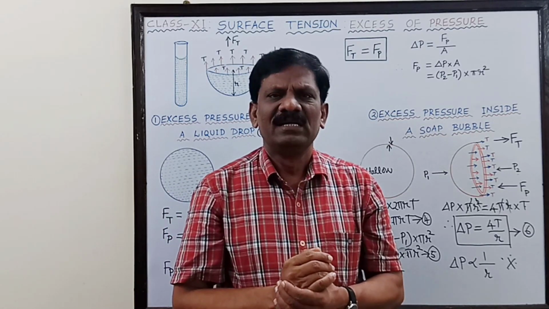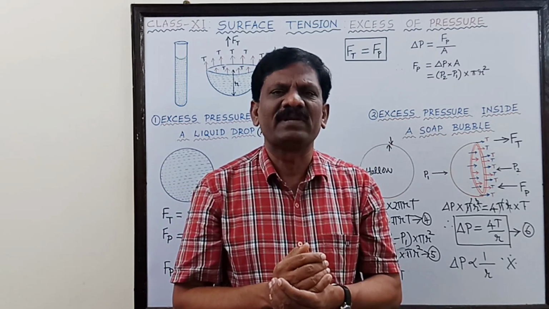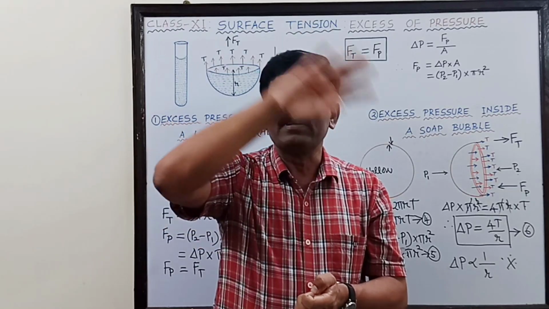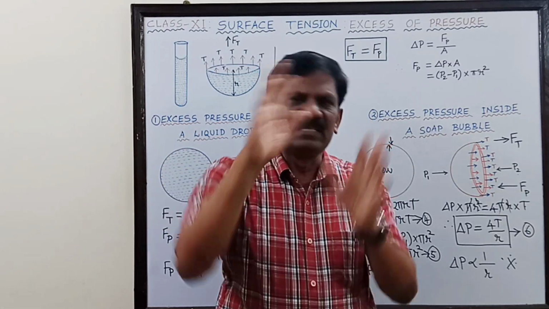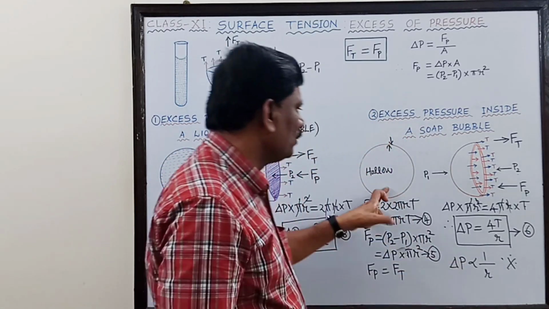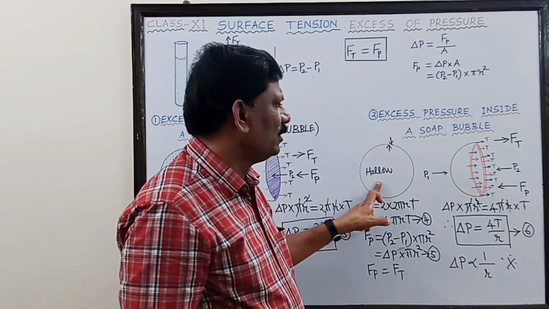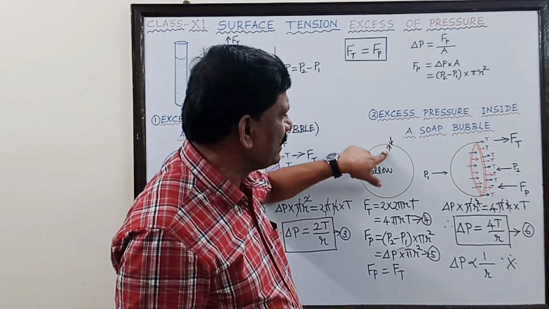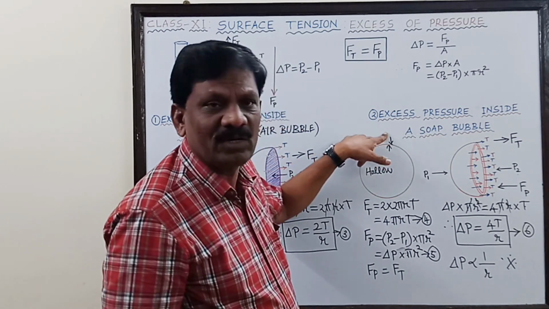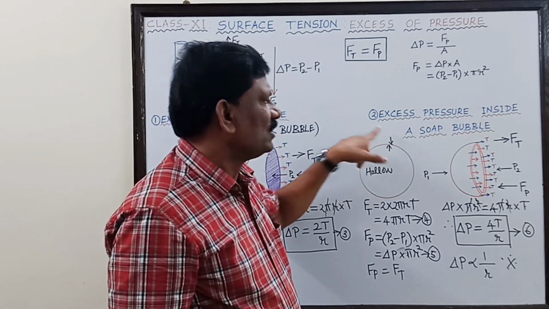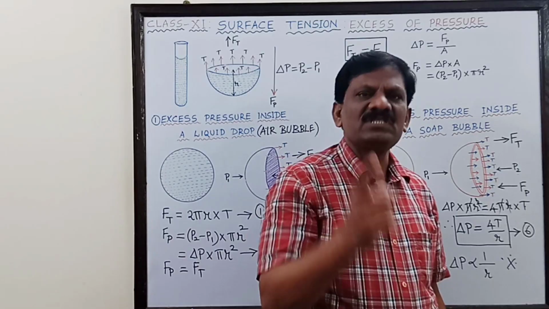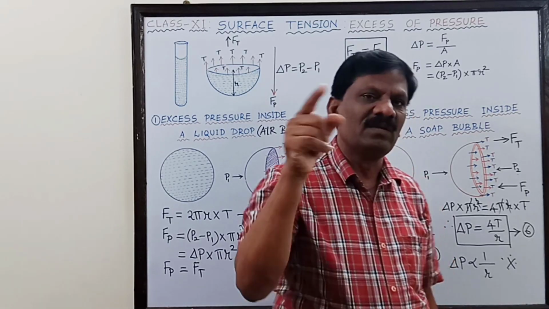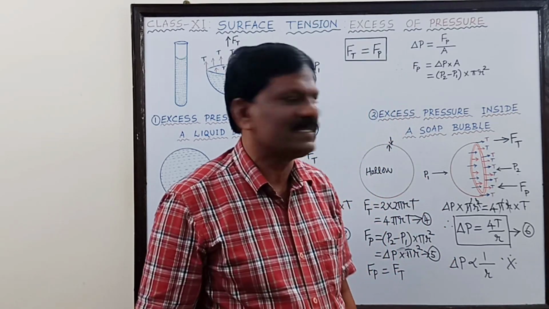Where is the soap solution present? Only on the surface, the outer surface, which is hollow. This sphere is hollow. So inside there is no soap, but there are two surfaces. One is the inner surface, the other one is the outer surface. So here force due to surface tension is going to act on both the surfaces.